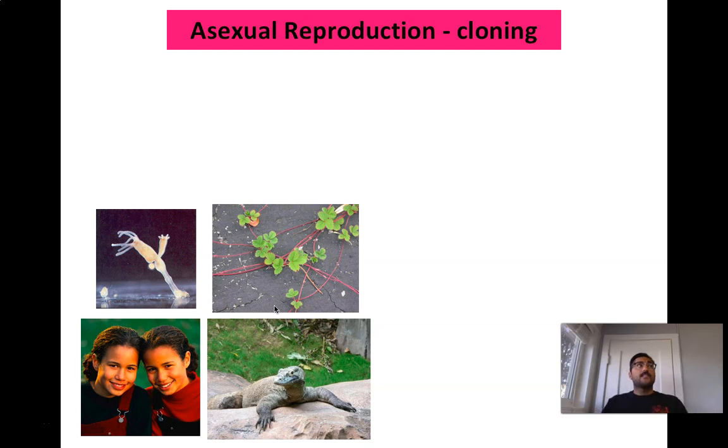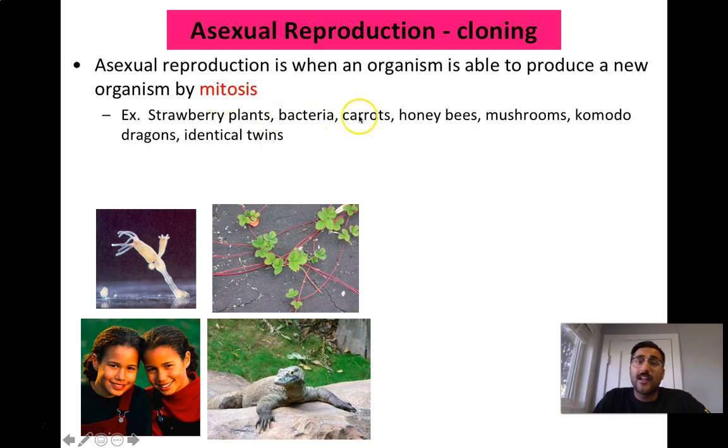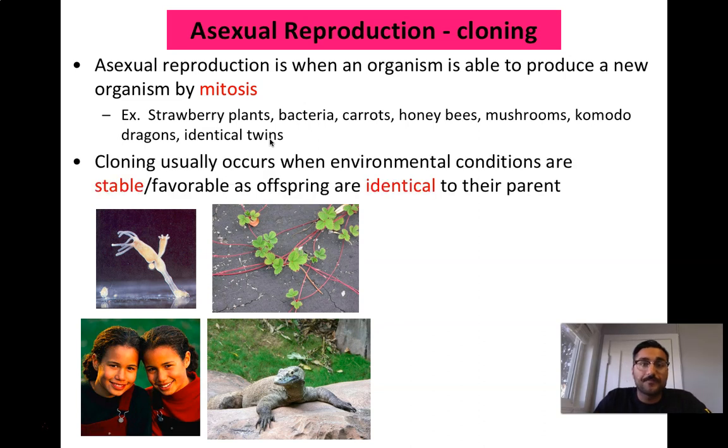So that's all we'll talk about for cancer here, but I do want to just hit up some other brief discussions. Cloning is another aspect of just cell division. Now, humans don't clone. Many organisms don't clone, but lots of plants clone. And so asexual reproduction is when an organism is able to produce a totally new organism through mitosis. Bacteria do this, carrots do this, bees do this, mushrooms do this, Komodo dragon lizards do this. Identical twins are kind of clones of each other, but the process is very different.